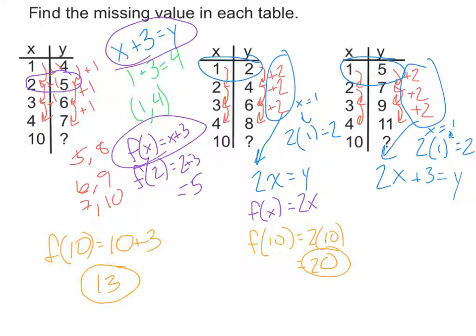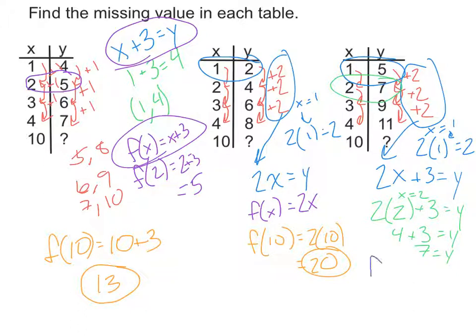So let me grab my green marker here. All right, and let's try 2. So if I do 2 times 2 plus 3, that's equal to y. Well, 2 times 2 is 4, plus 3 equals y. So 4 plus 3 is 7. So when I input an x of 2, I should get a y of 7. And sure enough, I do. So there's my function right there.